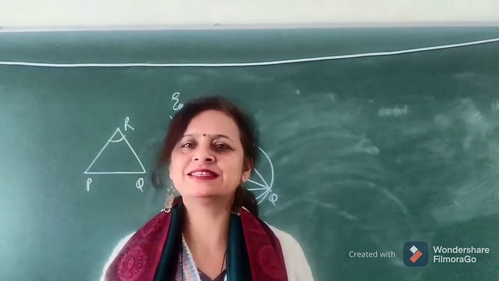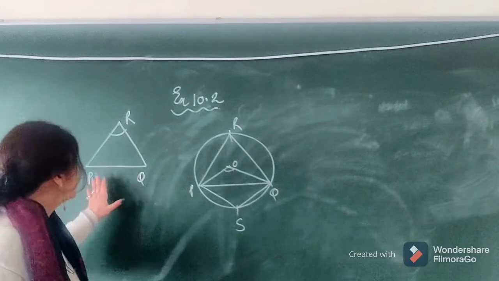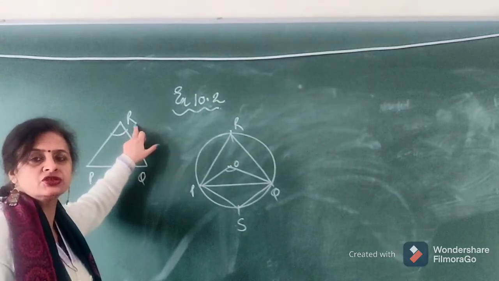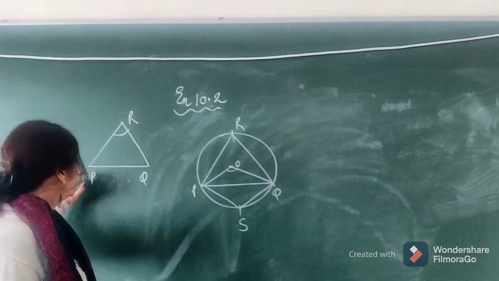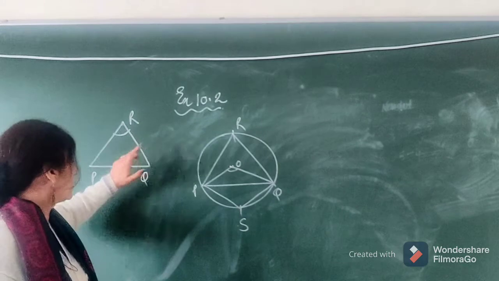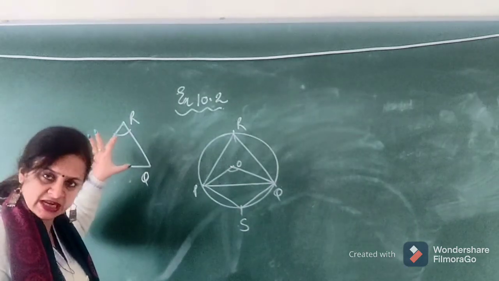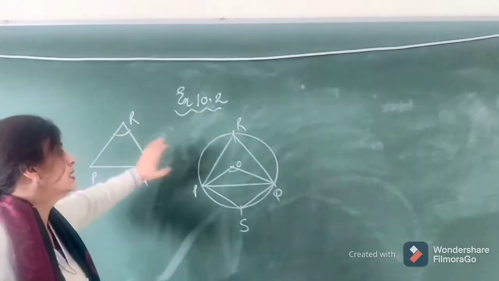Let's start exercise 10.2. That is a very easy exercise. This exercise says take a line segment PQ and take a point R which is not lying on the line segment PQ. I'm taking the point R here. Join PR and RQ. So this angle PRQ is the angle subtended by the line segment PQ at point R.